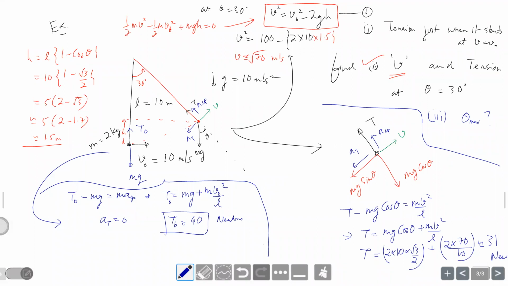So one more thing we calculate over here before we come to the second part. We also calculate the magnitude of acceleration. Let's say we calculate the tangential acceleration and the centripetal acceleration separately. So here how much will the centripetal acceleration be? Your centripetal acceleration is v square by L. We just saw that it is 7 meters per second square.